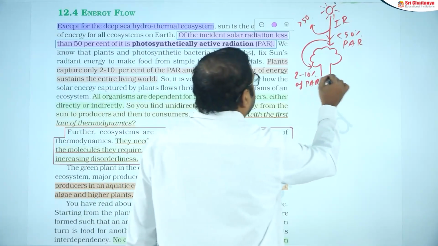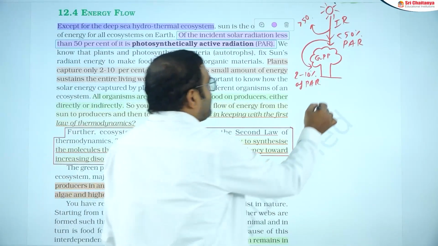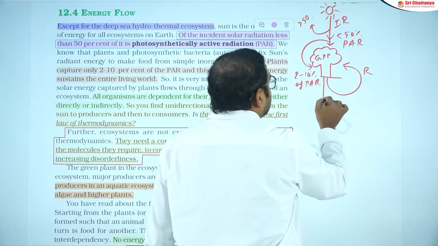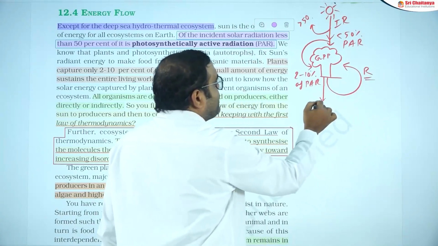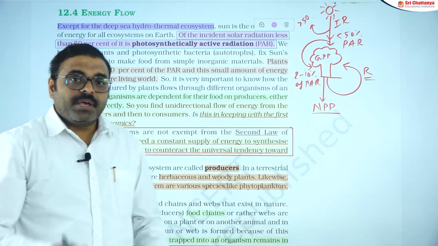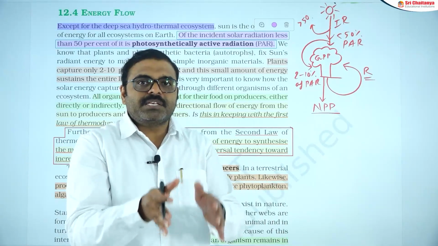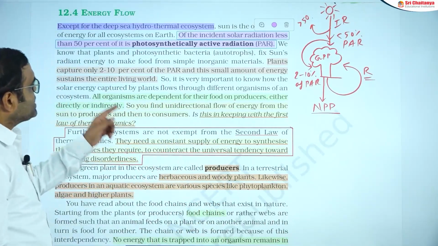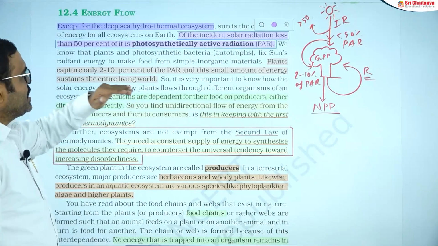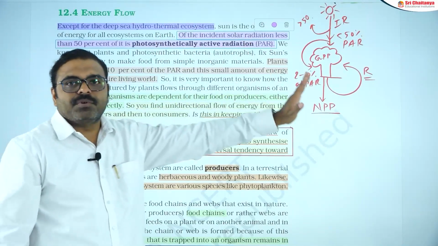This is turned into GPP. From this GPP, the plants consume R, that is respiration. The remaining energy is known as NPP, net primary productivity, the energy in plants available for the herbivores. So you need to know this concept: PAR, and 2 to 10% of PAR is the small amount which is enough for the entire system of the living world.